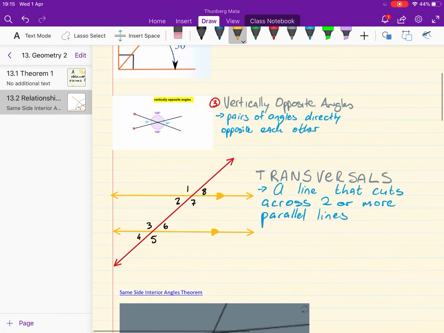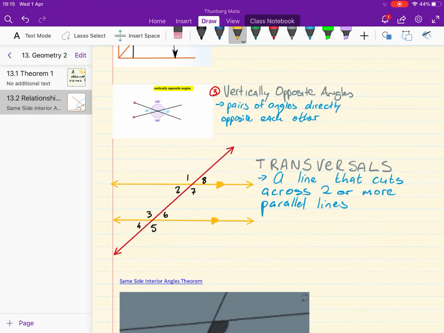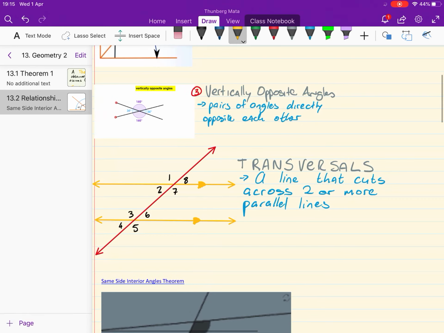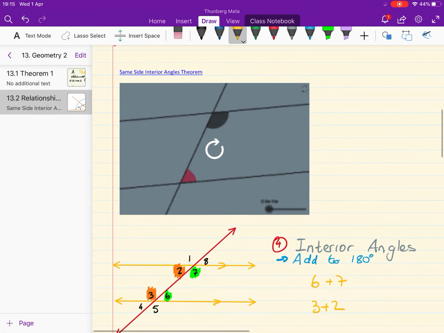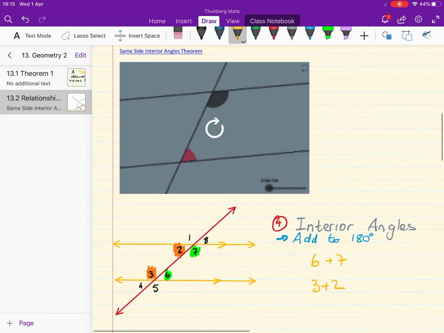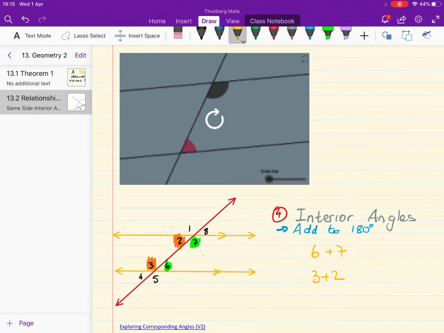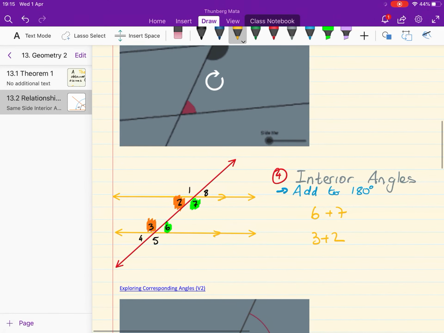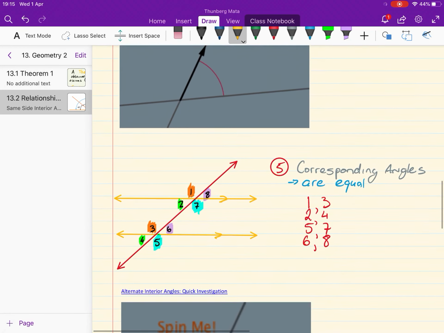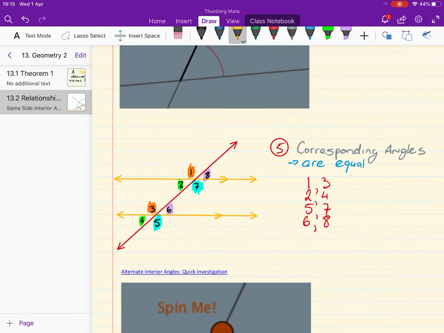So now in this video, we recapped on supplementary, complementary, and vertically opposite angles. We learned that a transversal is a line that cuts across 2 or more parallel lines. And then we investigated how interior angles add to 180 degrees. So we have 6 plus 7 is equal to 180, and we have 3 plus 2 is equal to 180 here.